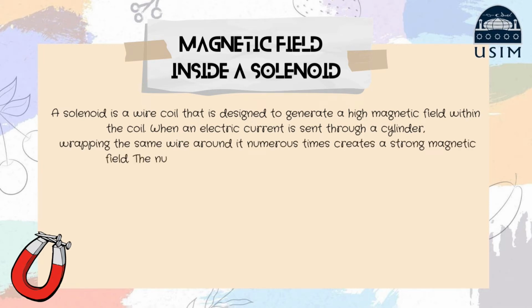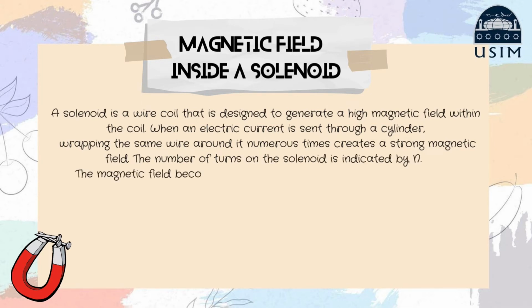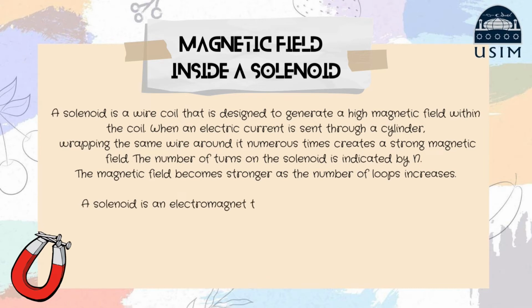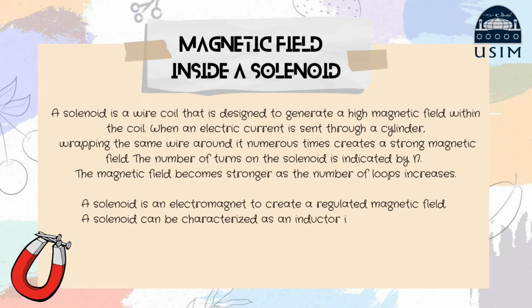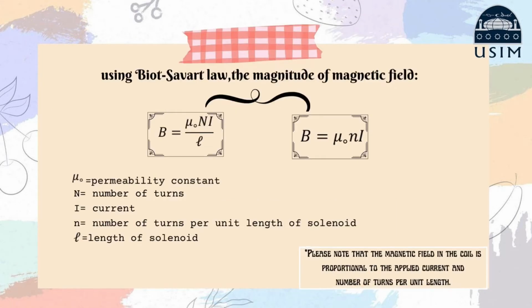The number of turns on the solenoid is indicated by the symbol N. The magnetic field becomes stronger as the number of loops increases. A solenoid is an electromagnet to create a regulated magnetic field. A solenoid can be characterized as an inductor if it aims to prevent variations in an electric current.